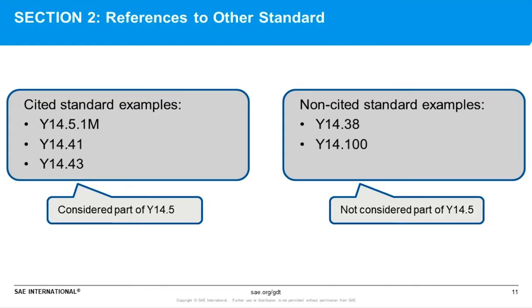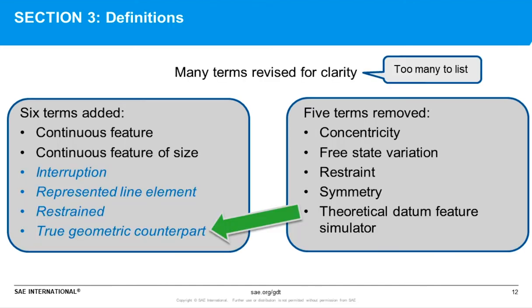In Section 2, where it discusses reference to other standards, it delineates the difference between what they consider cited standards and non-cited standards. So a cited standard is one that is considered part of the Y14.5 standard, and we list several here for examples. And then in the box on the right, we list a couple standards that are referenced, but non-cited, in other words, not considered part of the standard. So in other words, they would address topics that are not covered in Y14.5. For instance, Y14.38 would address abbreviations, and Y14.100 addresses anything that's engineering drawing related, especially requirements for notes.